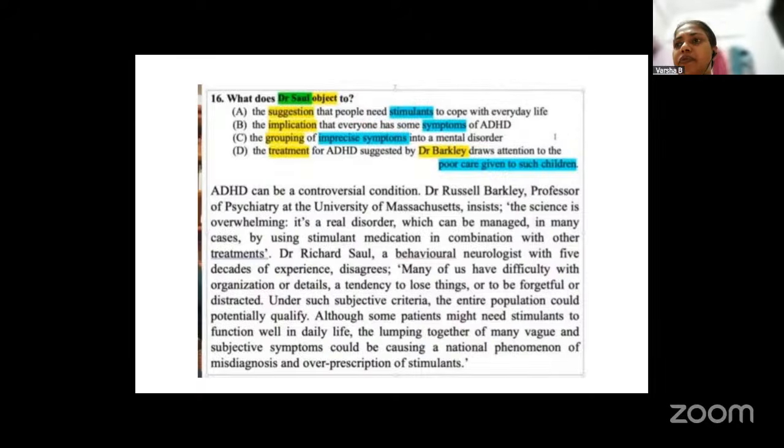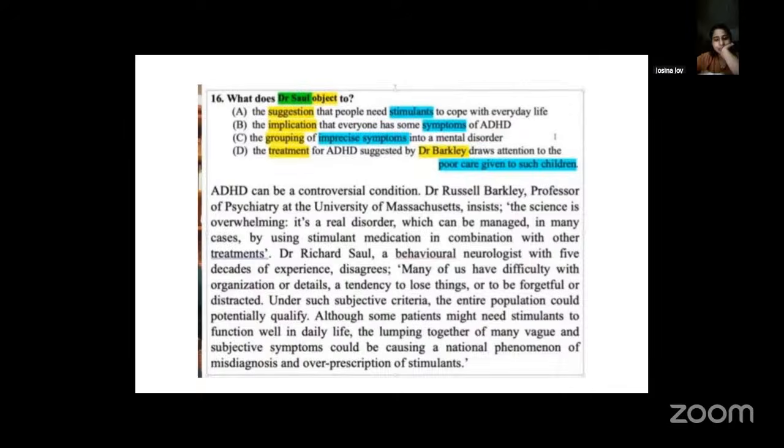So the first one is treatment, the last one is treatment. Second one is symptoms, third one is symptoms. If at all the first one were also symptoms, what happens? If all three were symptoms, the fourth would have been the answer. So you got it? Yes, Father.